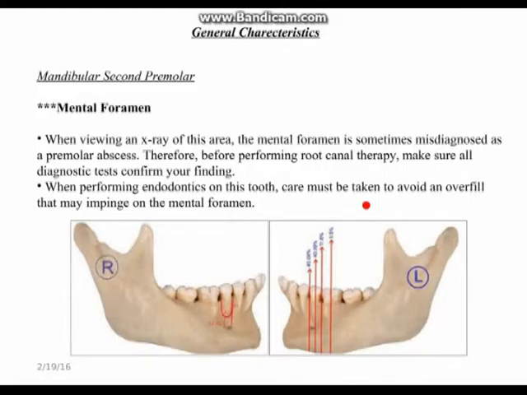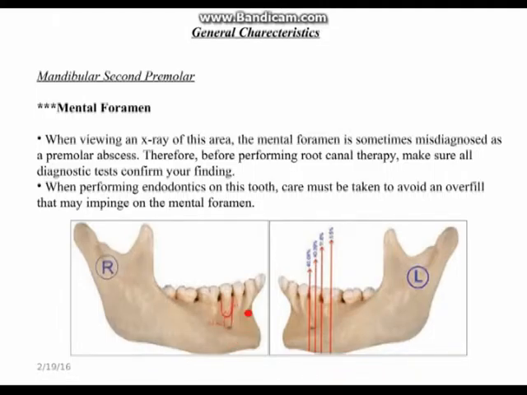Performing endodontics on the tooth, you need to avoid overfilling that may impinge on the mental foramen. Exactly, that's another care that you need to remember when you're doing root canal therapy. Sometimes we do root canal therapy and we fill the canal until the apical foramen. But in some cases, the apical foramen is either a little bit wide or the filling material is too thin for it to stop at the apical foramen, and it just overflows past the apical foramen, and it starts impinging on the mental foramen.